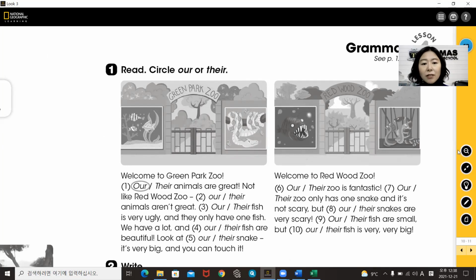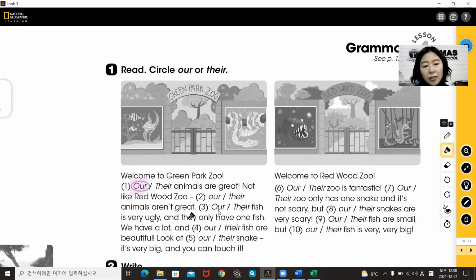Okay, let's start to check the answers together. Okay, then I will use the highlighter. Then let's solve it together. Welcome to Green Park Zoo. Okay, then our animals are great. They show off the good things of their zoo, right? Okay, then not like Red Zoo.